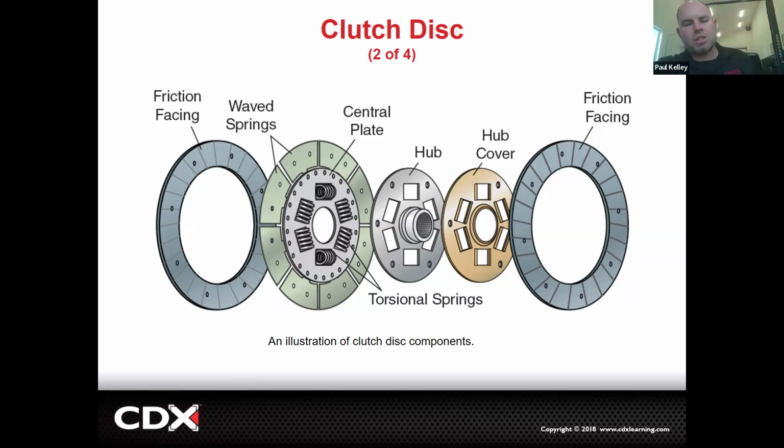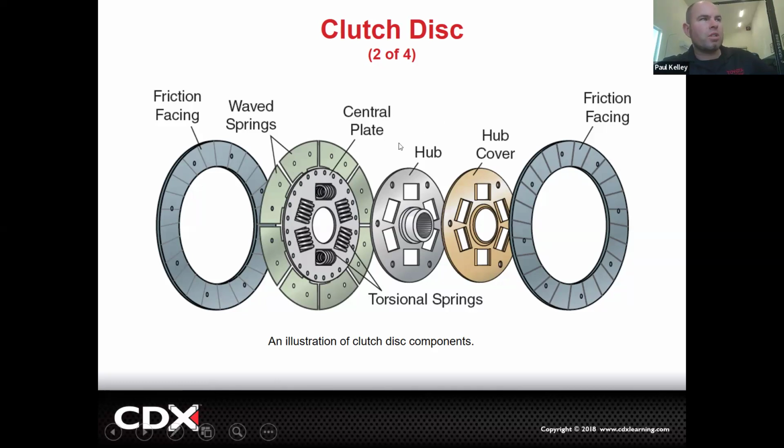To measure the clutch disc thickness, you have to actually squeeze the clutch first because these wave springs try to spread it out a little bit. If you ever look at a clutch disc, you can squeeze it. There's a little cushion right there. Cool. So that's part of the purpose of the wave springs.